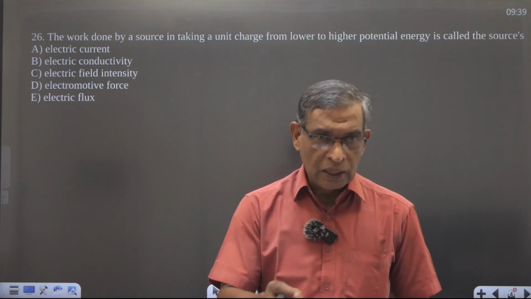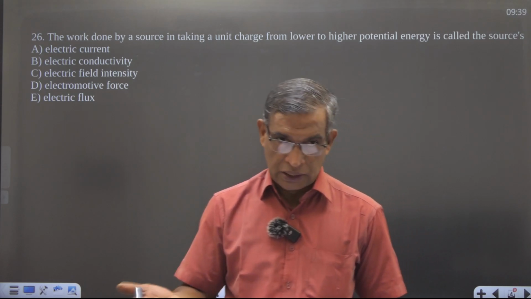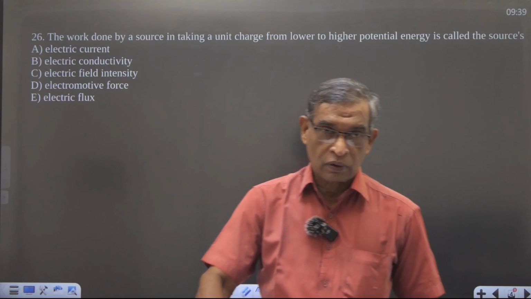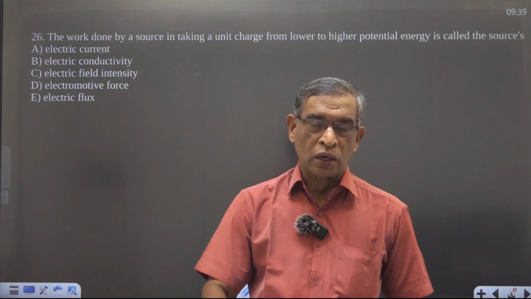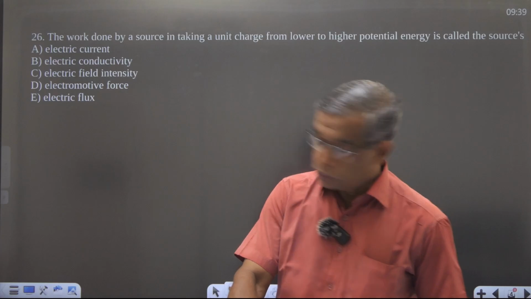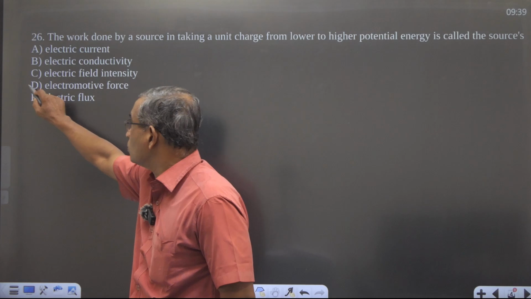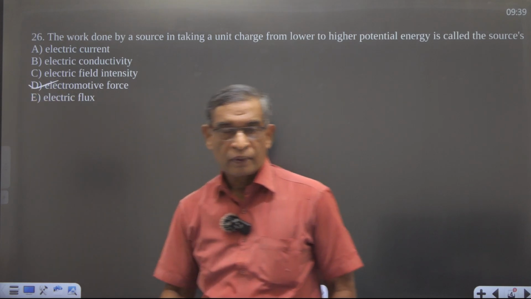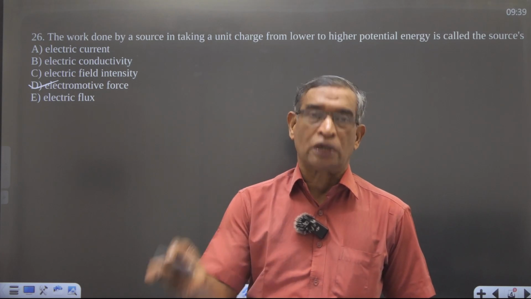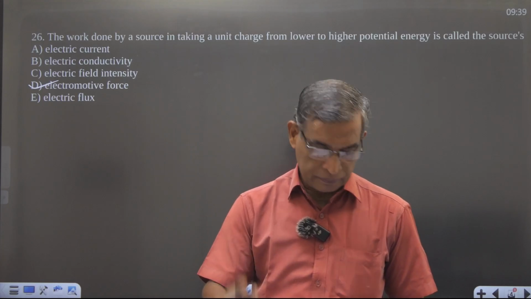Here, the answer is that the work done by a source, here the electrical source, in taking a unit charge from one point to another is called its electromotive force, EMF. So from the very definition, the option is electromotive force. Whereas potential difference is the electrical work per charge, for a charge from one point to another. It is the electrical work.